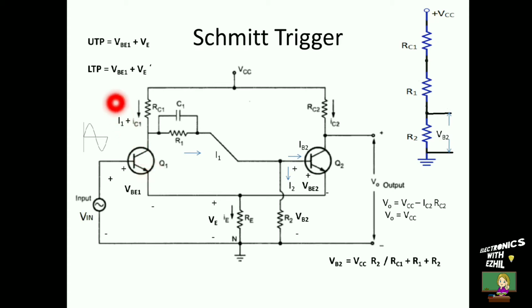The point at which the transistor 1 will go to on state is called upper triggering point, which is VBE1 plus VE. Once the transistor 1 is at on state, the collector and emitter terminals are getting short circuited.